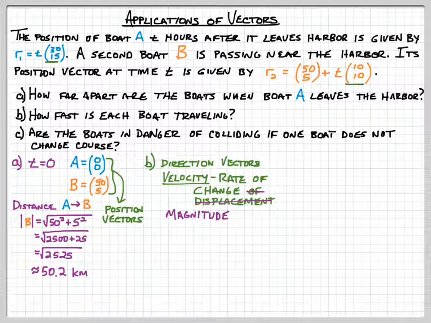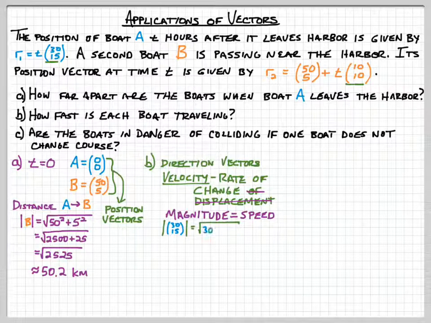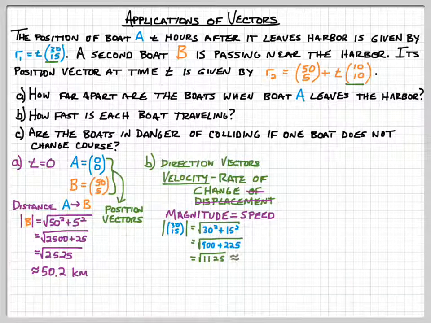So the magnitude is just stripping us down to the rate of change of the velocity, which is the same thing as our speed. So we're going to look at the magnitude of 30, 15 for boat A, and that's going to equal the square root of 30 squared plus 15 squared, which equals the square root of 900 plus 225, the square root of 1125, which is approximately 33.5 kilometers per hour, because we're talking about a rate of change.